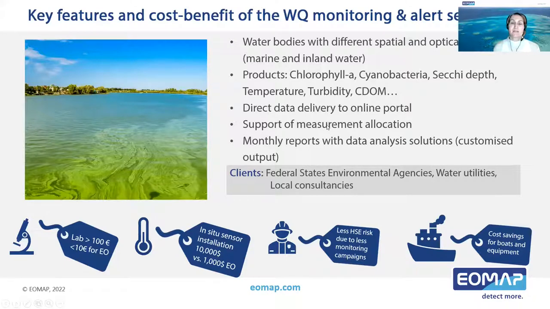Well, we see, and this is important to know, we can look at water bodies with different spatial and optical properties. We can look at marine and inland waters. The products I've already mentioned, but just again to say, we look at chlorophyll A, cyanobacteria, the Secchi disk depth, temperature, turbidity, and sediment, but also other parameters. This data is then directly delivered to an online data portal. And apart from having the data ready to analyze, it can also support the ground measurements, so to allocate the survey sites in the right way. Besides the data and the maps, we are also able to provide, of course, monthly reports with the data analytics inside.